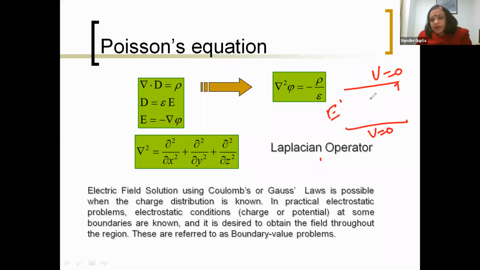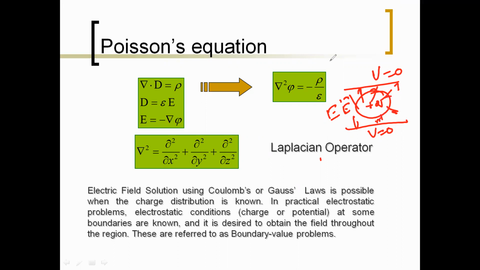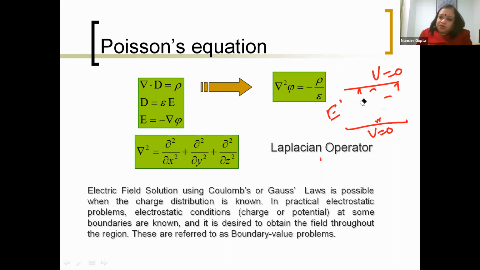V is equal to 0, V equal to 0, but let's say a charge is sitting here. Would not that result in an electric field inside? It will not be like this, it will be like this. Yes, ma'am. So if I have a charge distribution, say, instead of having a single charge, let us say I have a charge distribution.